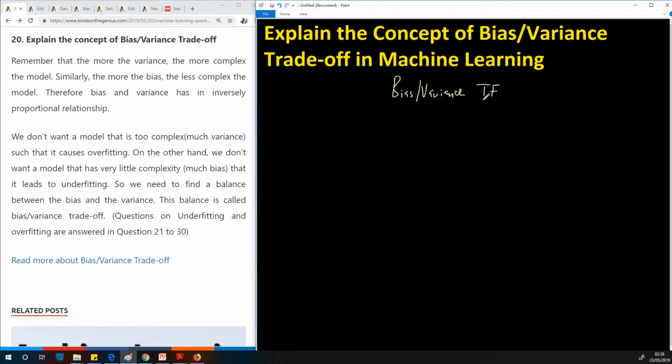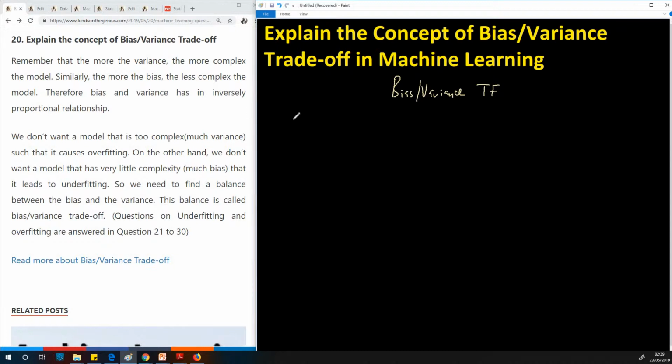In question 18 and 19, we discussed the concept of bias and the concept of variance. So now we are talking about the concept of bias variance trade-off. You remember we mentioned that the more the variance in a model, the more complex the model, and similarly, the more the bias, the less complex the model. Therefore, the bias and the variance have an inversely proportional relationship.